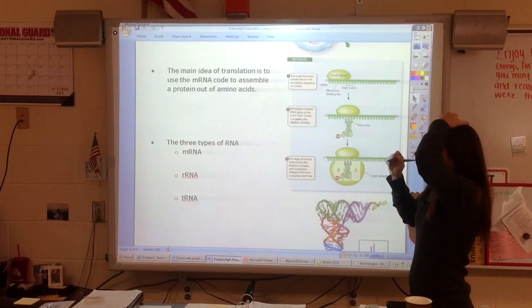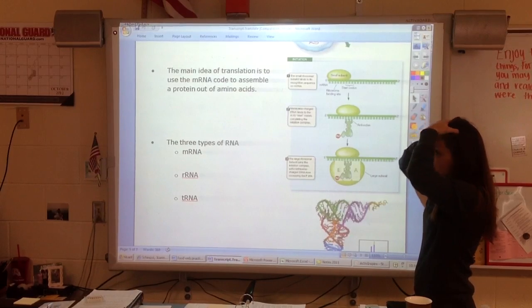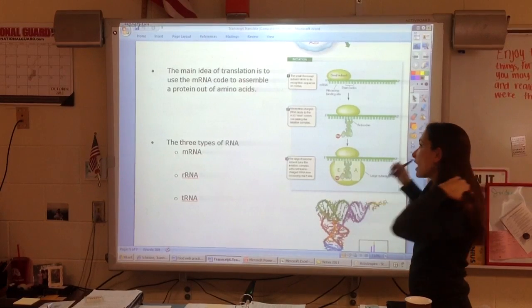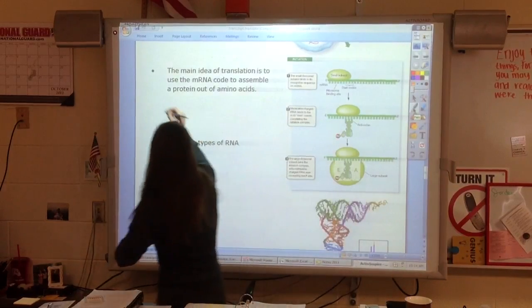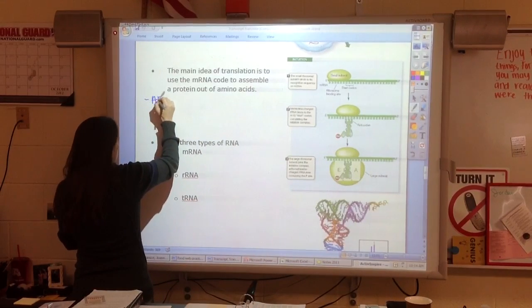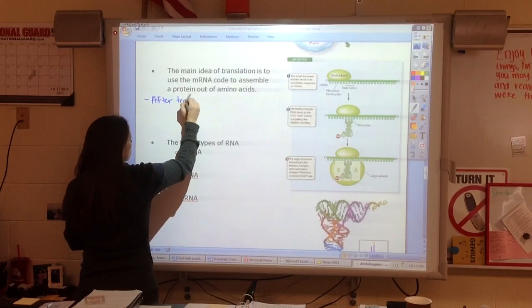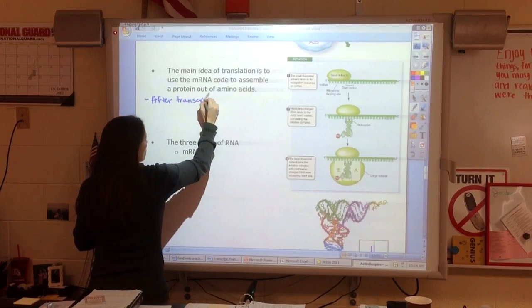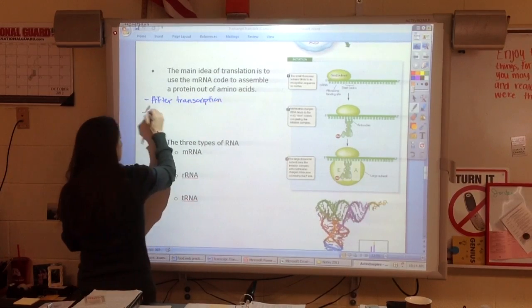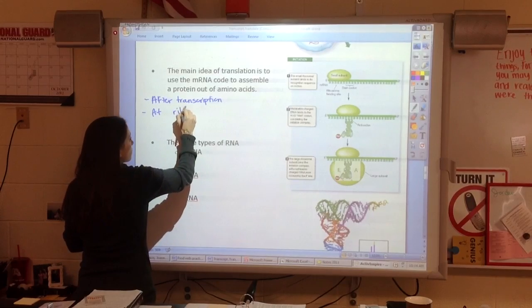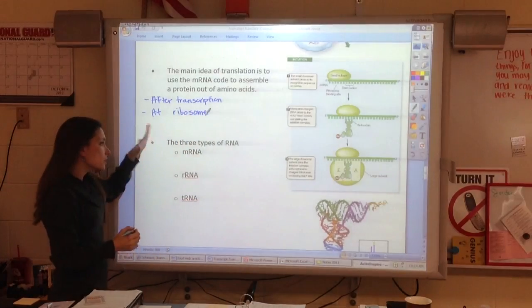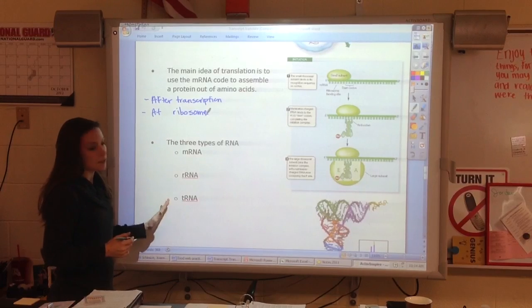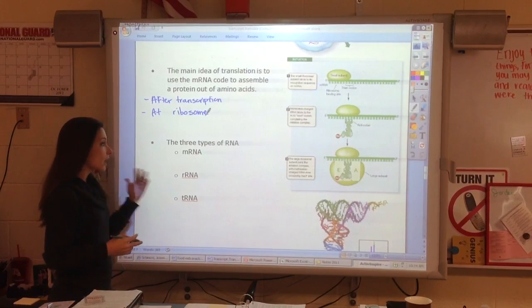So the main idea of translation is to use the mRNA code to assemble a protein out of amino acids. And this is going to occur after transcription. It's going to occur at the ribosome. And it's going to include all three types of our RNA. So we want to look at that.